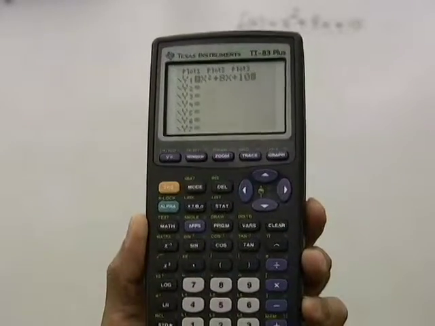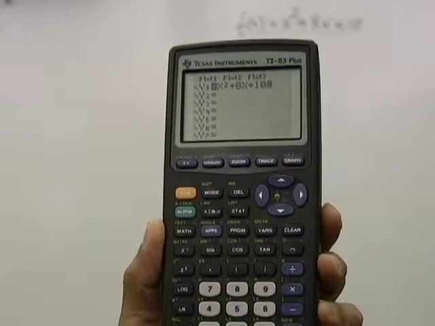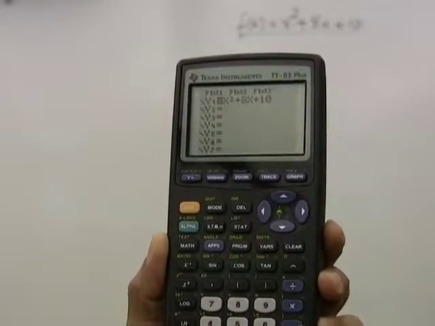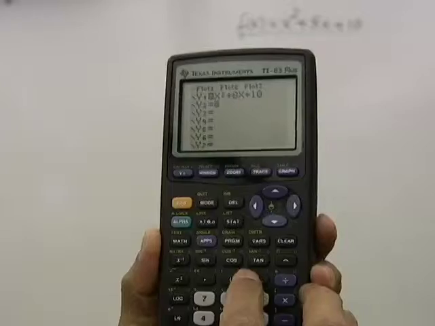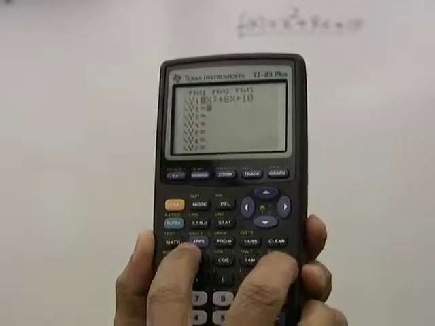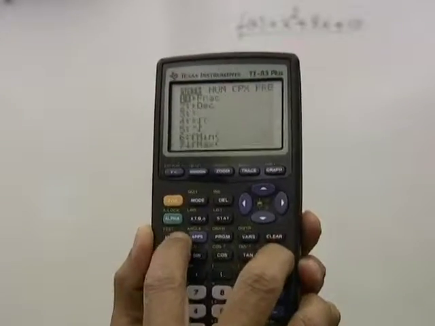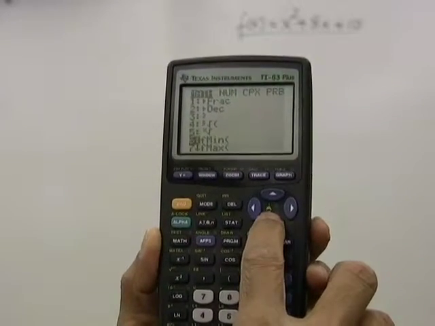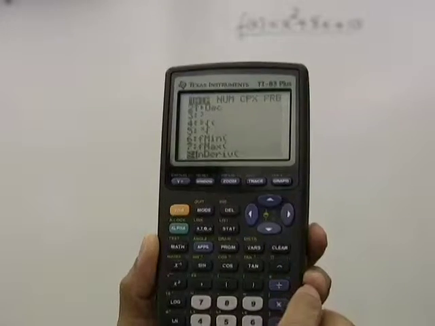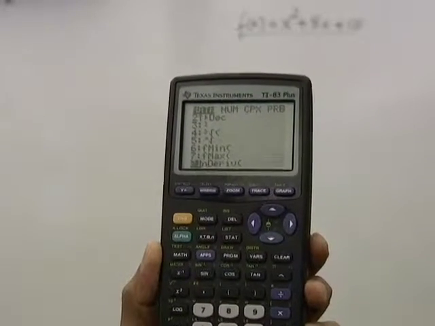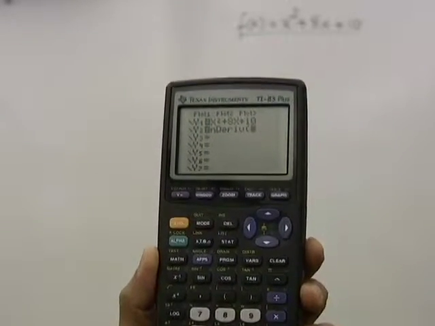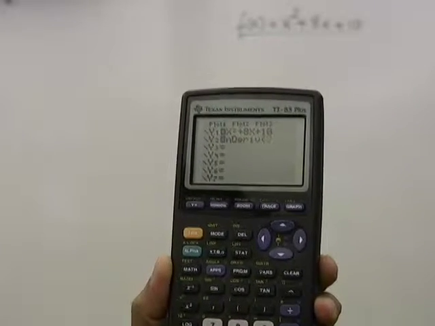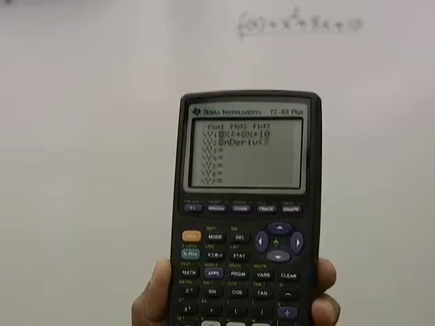Now, our next function, y2, is going to be the derivative of y1. Look how I'm going to do that. First of all, access the math menu and scroll down to number 8, nth derivative. Enter. So function y2 is going to be the first derivative of y1. You need to write y1 there.